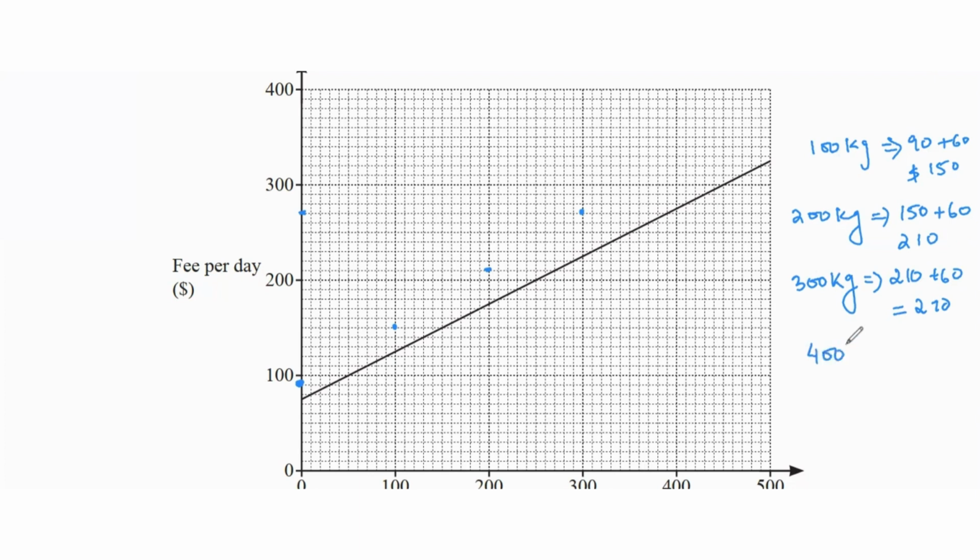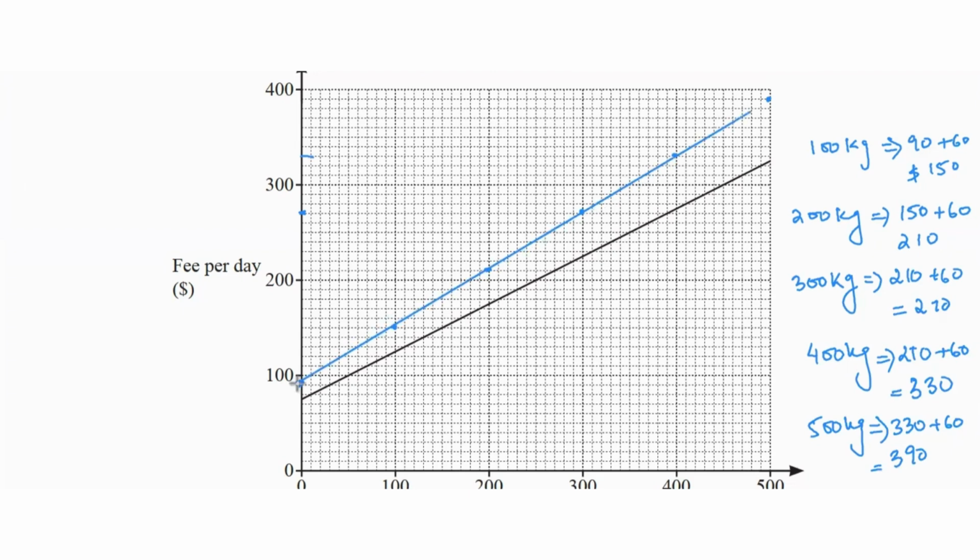And then for 400, it's 270 plus 60, which is 330. And lastly, for 500, it's going to be 330 plus 60, that's 390. So you connect the points. And this is a new graph.